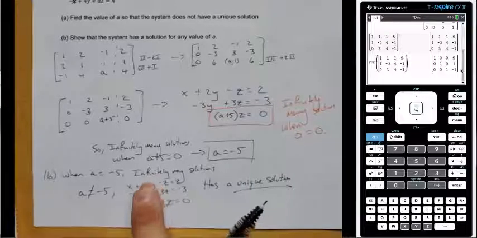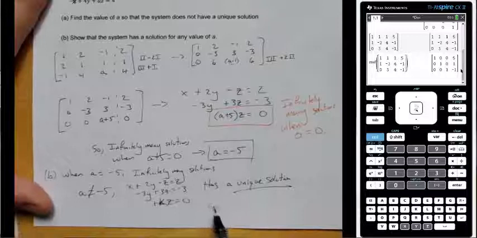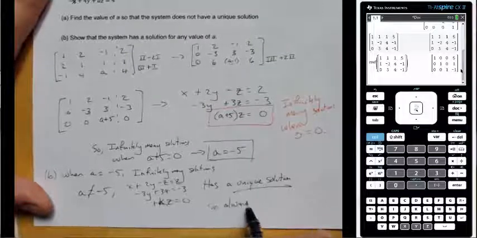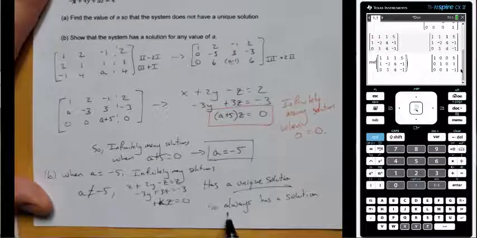So it either has infinitely many or a unique solution, meaning it never has no solutions. So this always has a solution, or at least one solution.